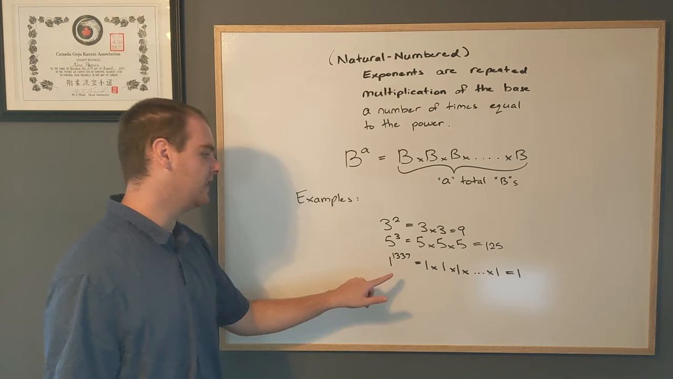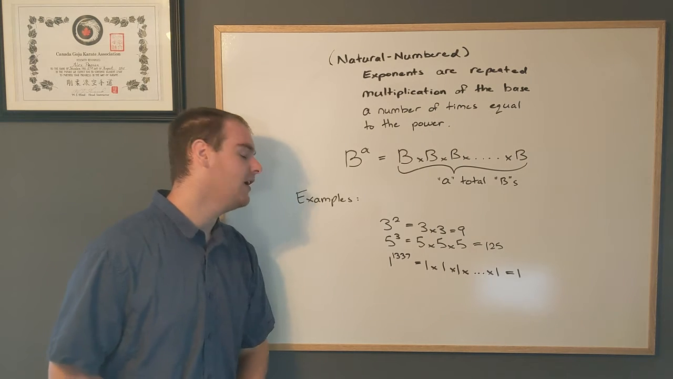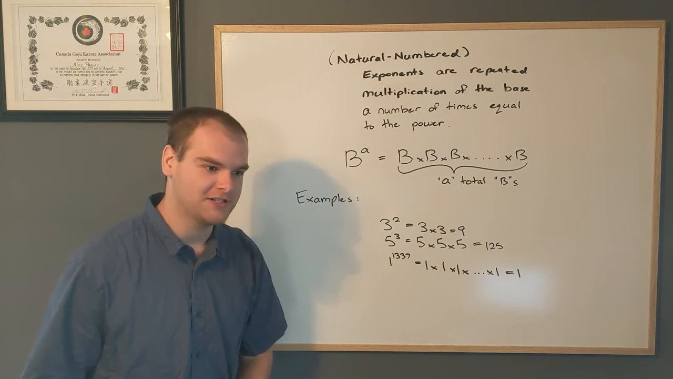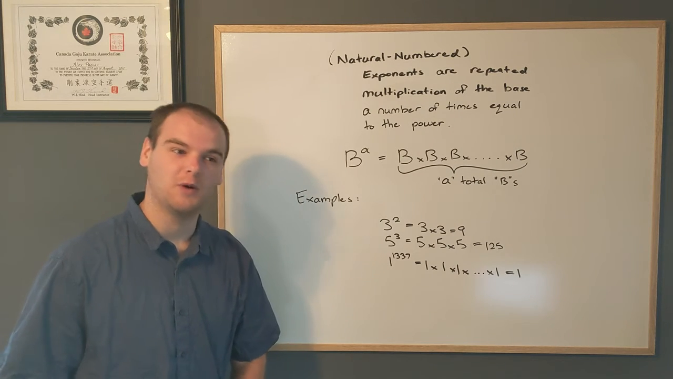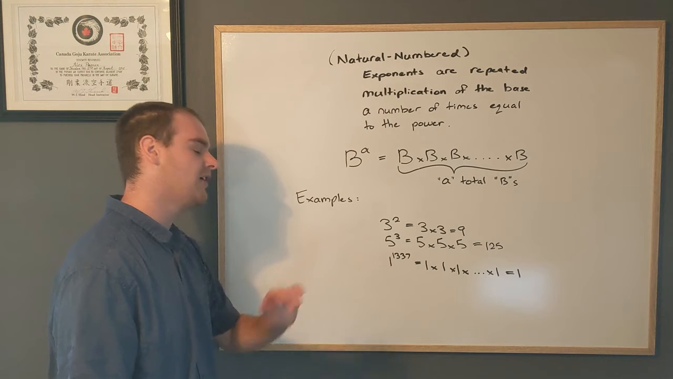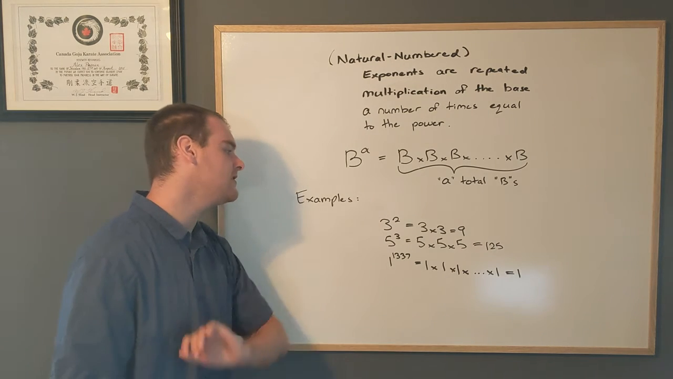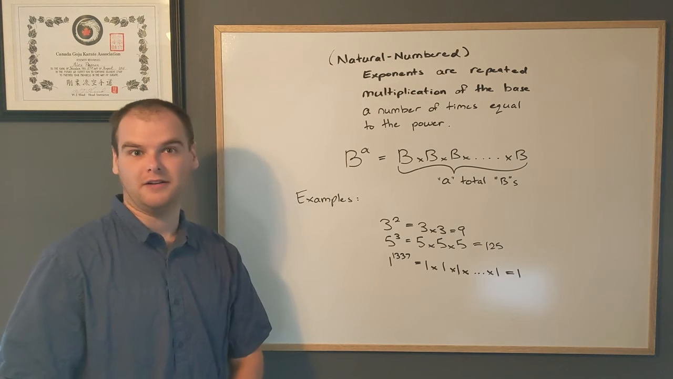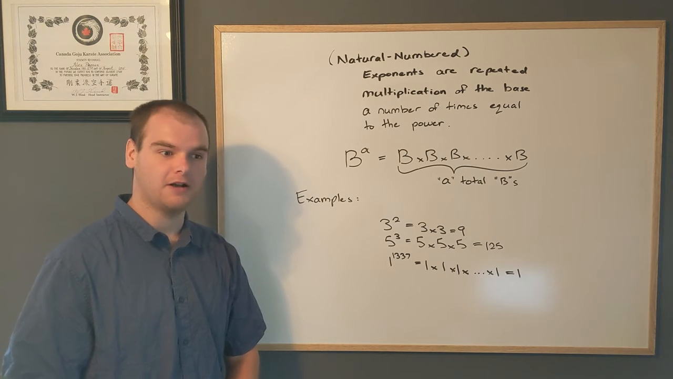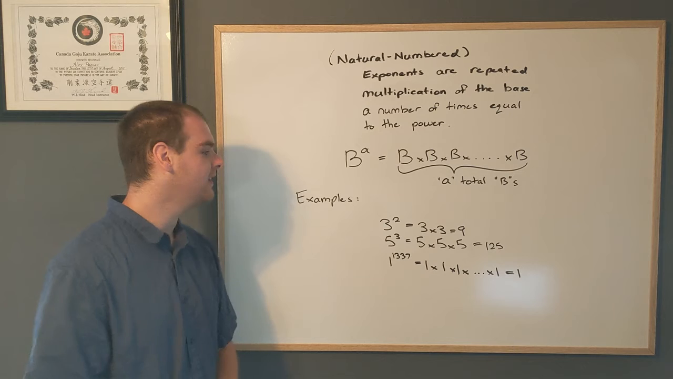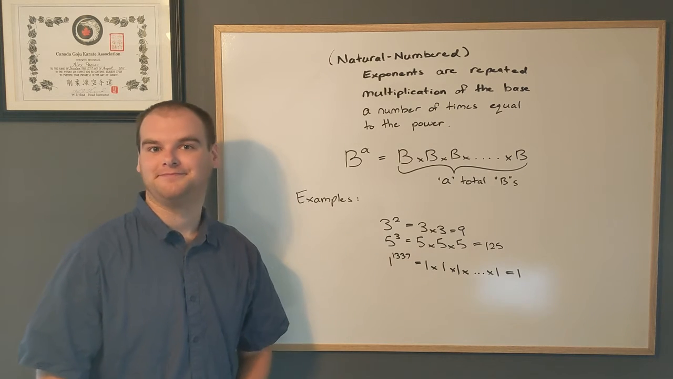Now you might be excited about this one with the big exponent. 1 to the power of 1,337 is 1 times 1 times 1 times 1 times 1 times 1 times 1 times 1, and so on until there are 1,337 ones. However, 1 times 1 is 1, times 1 is 1, times 1 is 1, times 1 is 1, and I think you get where this is going. This is just 1.